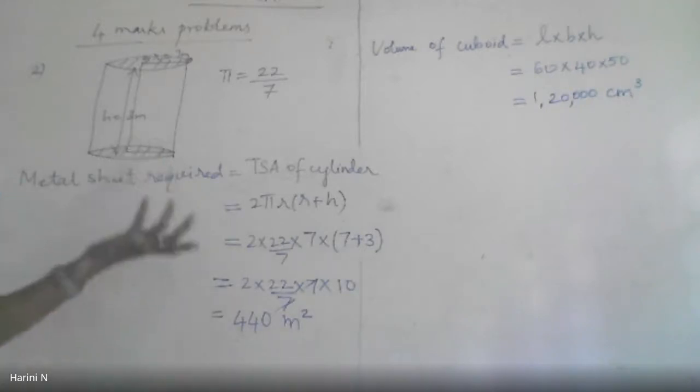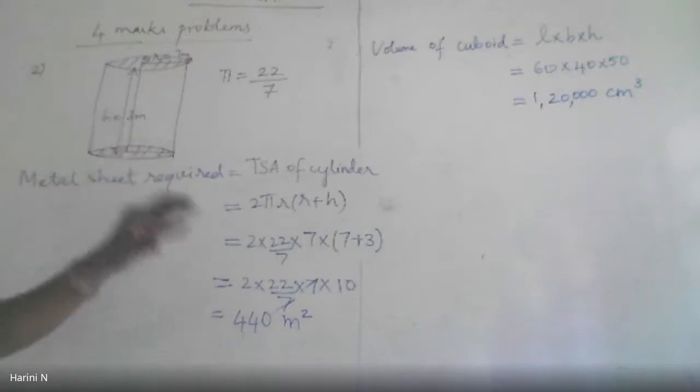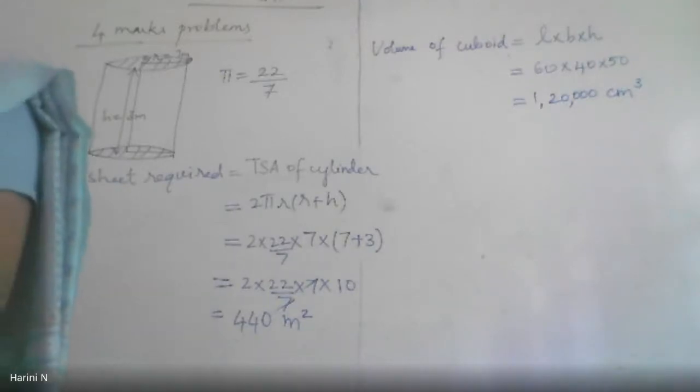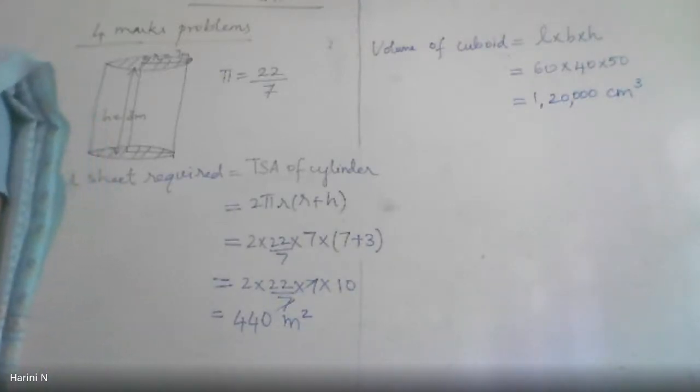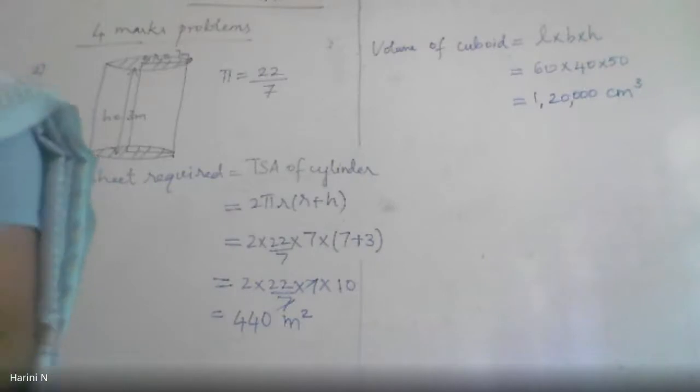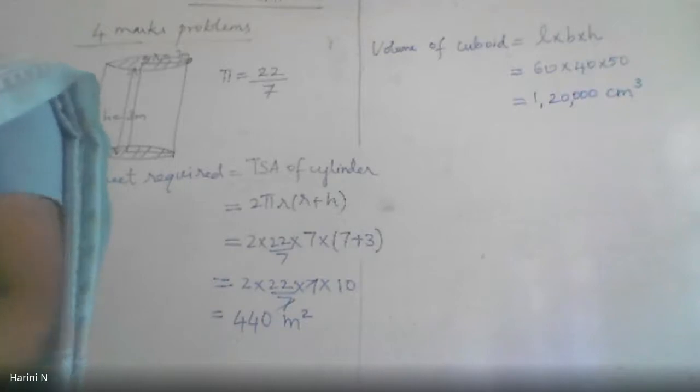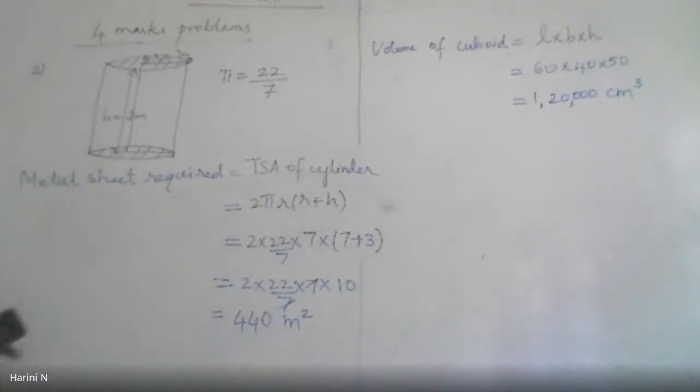Alright. So from the problem you should understand whether they are asking you to calculate the TSA or the CSA. We will take one more problem and then we will move on to quadrilaterals where we have to see what kind of problems may come. This is also a problem that we have already done.